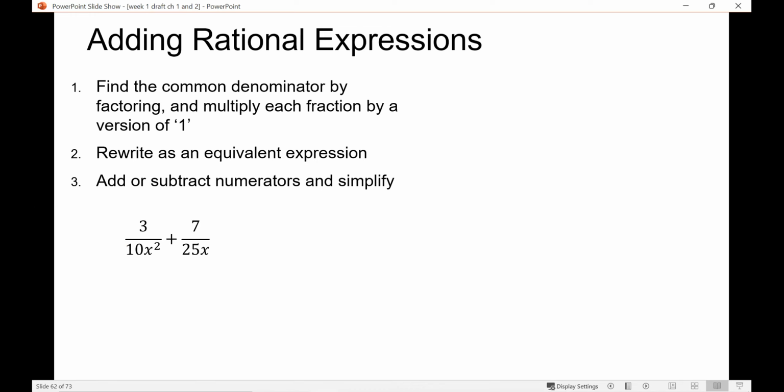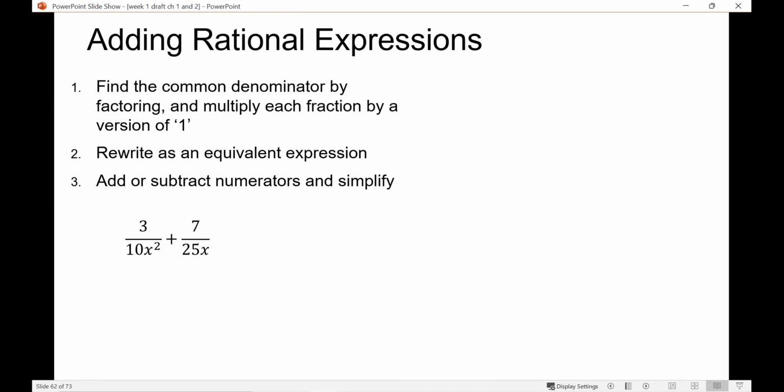Let's talk about adding rational expressions. When we add rational expressions, we need to find the common denominator, meaning the denominator that is common to all of our fractions, and multiply each fraction by some version of 1 in order to rewrite that fraction as an equivalent fraction, now with this common denominator. Then you can add or subtract the numerators over that same denominator and simplify.